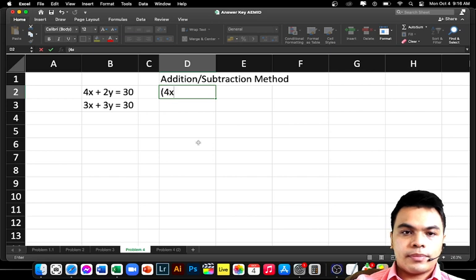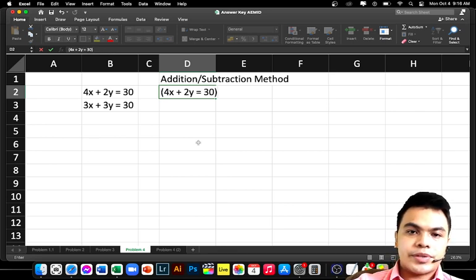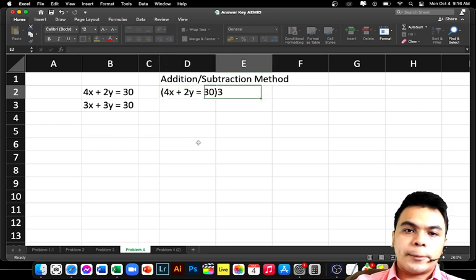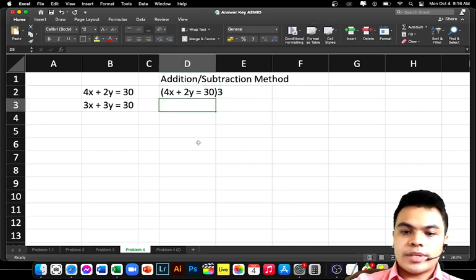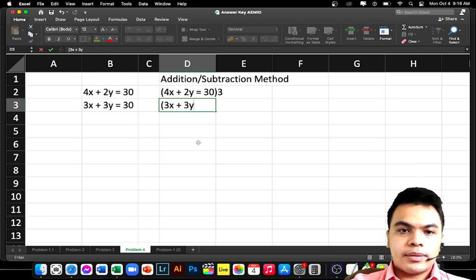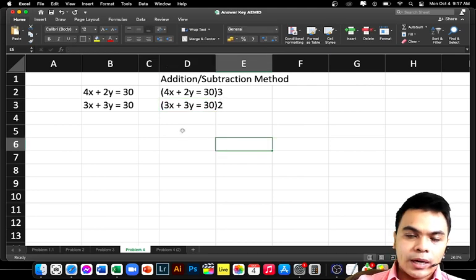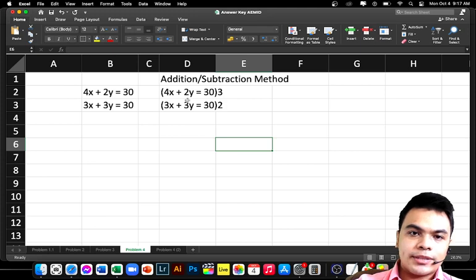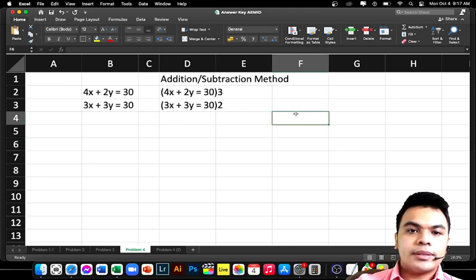4x plus 2y is equal to 30. Multiply it to what para maging 6? So, we multiply it by 3. Okay? For the second naman, 3x plus 3y is equal to 30. Divide natin by 2. I repeat, our goal is gawin nating 6 itong y both para pwede natin siyang i-eliminate.